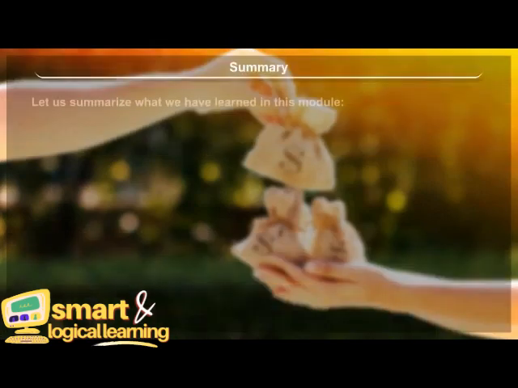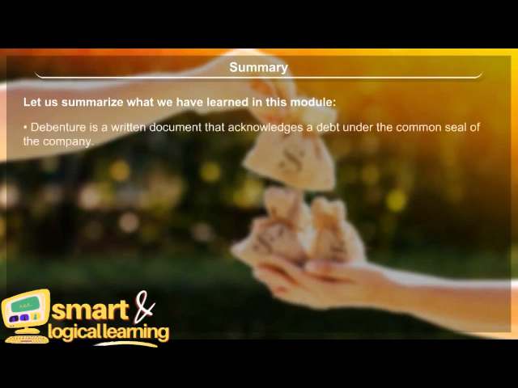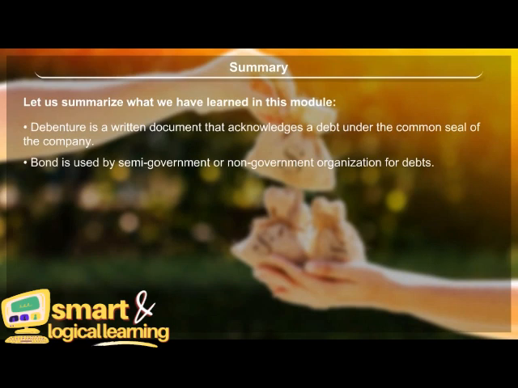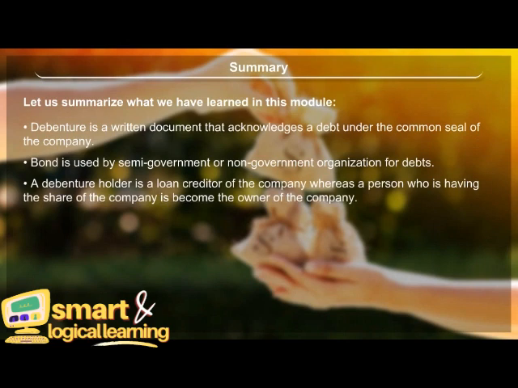Summary. Let us summarize what we have learned in this module. Debenture is a written document that acknowledges a debt under the common seal of the company. Bond is used by semi-government or non-government organizations for debts. A debenture holder is a loan creditor of the company, whereas a person who has a share of the company becomes an owner of the company.